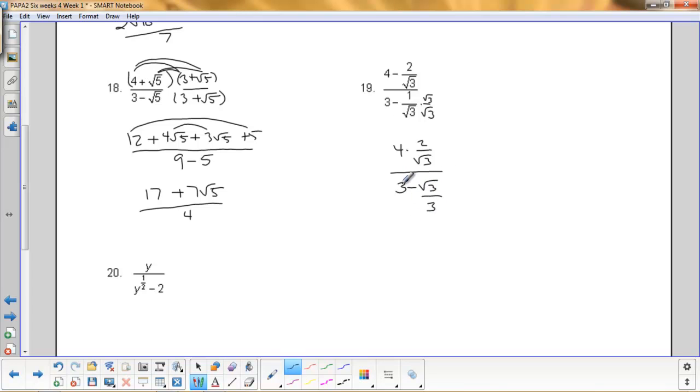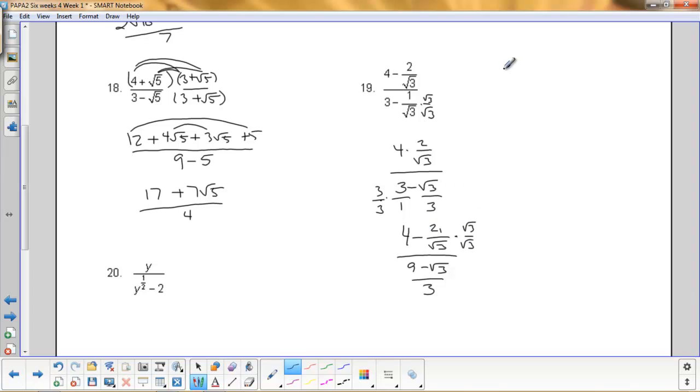Next thing I'm going to do is find a common denominator among these two values. So that's going to be 4 minus 2 divided by root 3 over 9 minus root 3 over 3. So remember, this is a 1. Multiply both the top and the bottom by 3. Let's do the same thing to the top. We're going to rationalize this denominator across the top as well.